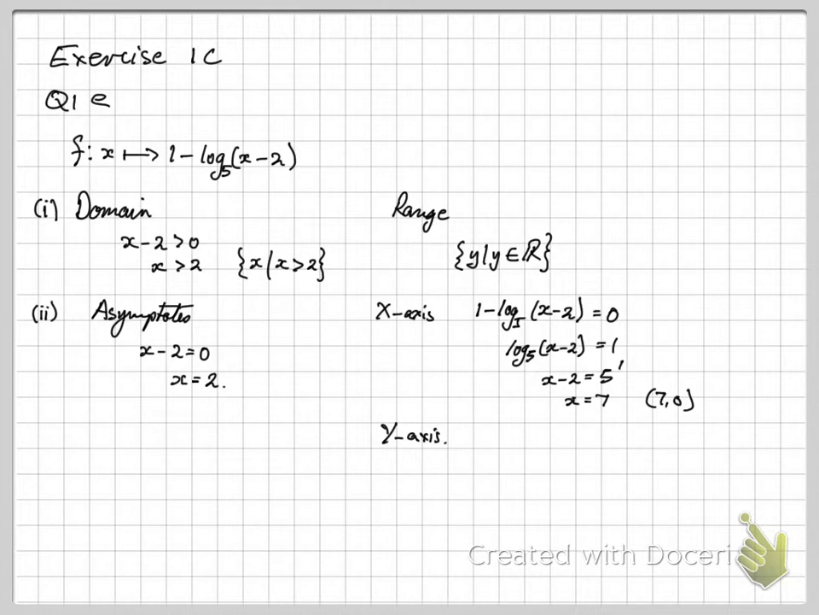Y-axis, there is no y-axis intercept. It's a horizontal translation of 2 units to the right. So, looking at the domain, x is greater than 2, so x can't be 0. So no y-axis intercept.